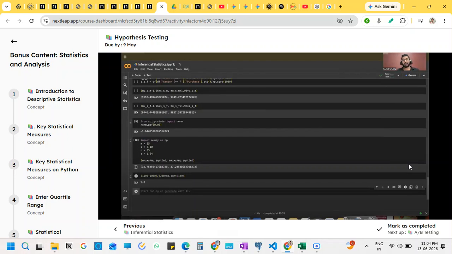Now what is the corresponding... wait a minute, one second. This should be 40, not 100. Oh, sorry. So it is 3.16.